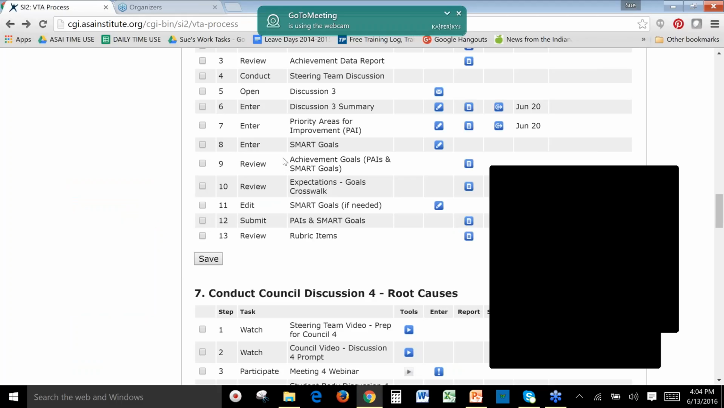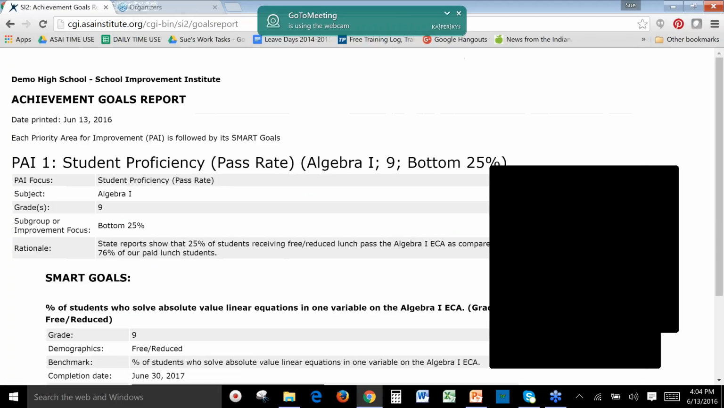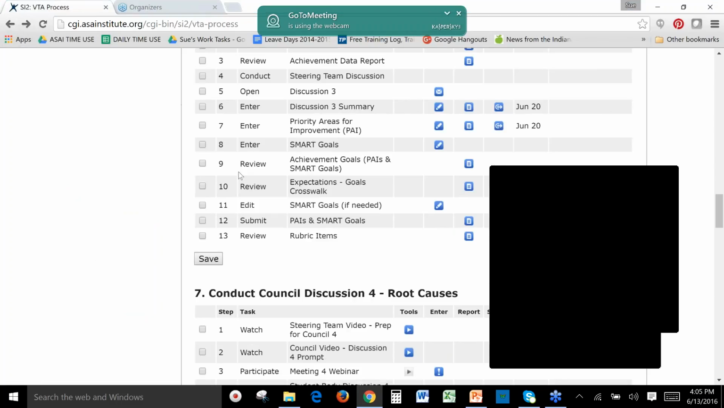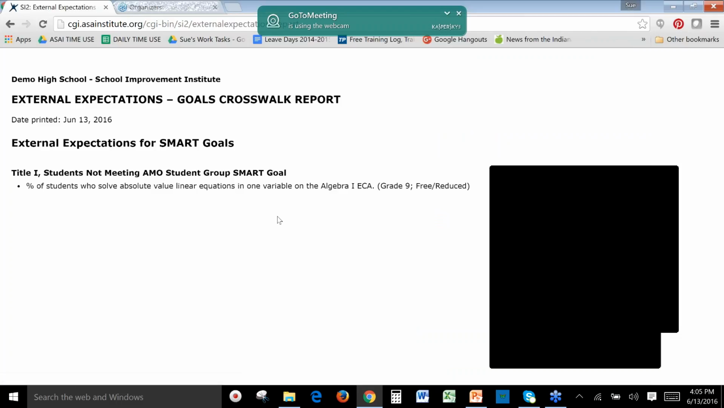Then we've given you a report where you can review your PAIs and SMART goals. It just lists your PAI, and then the SMART goals underneath that PAI. We give you everything you entered there in a report. Make sure it's how you want it. Then this is probably not set up for demo school, but we've given you a customized list of all the expectations for your school and the goals that you put in to meet those expectations.